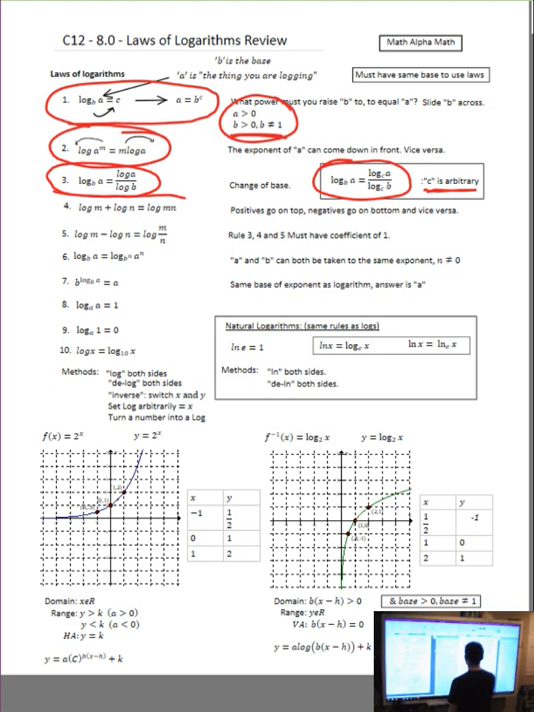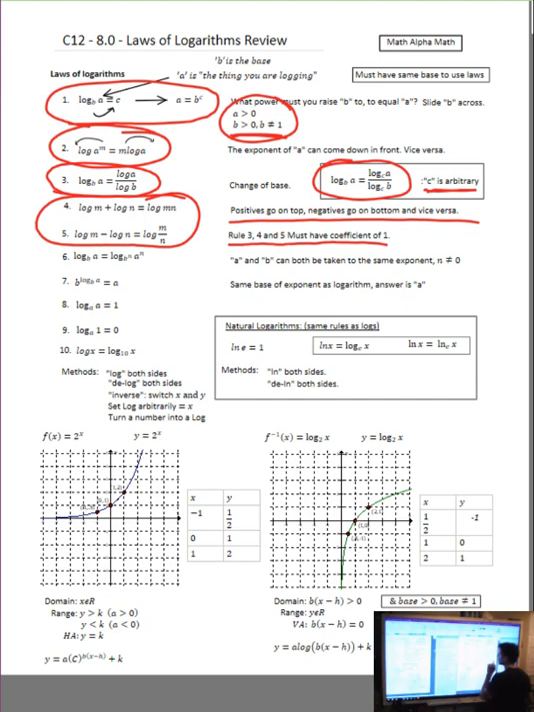We'll be looking at rules 4 and 5, the addition and subtraction rules. Remembering positives go on the top, negatives go on the bottom, and vice versa. We have to make sure that in order to perform rules 3, 4, and 5, we must have a coefficient of 1. So rule 2 must be applied first.